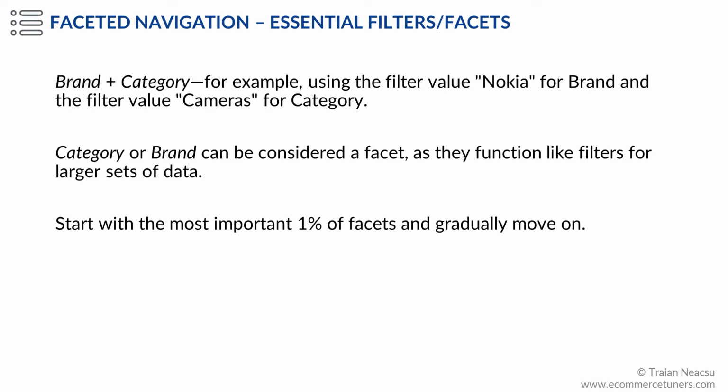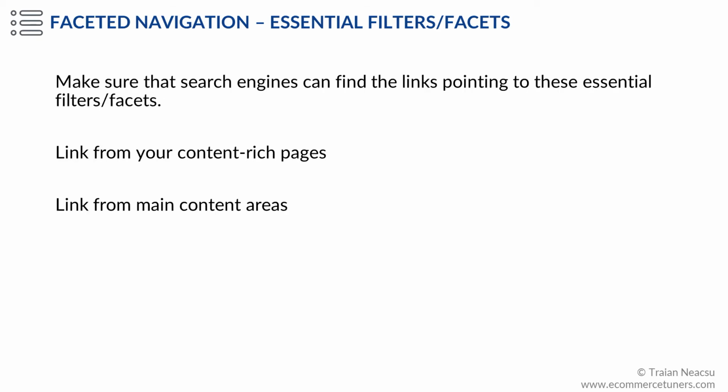All essential facet pages should have unique titles and descriptions. Ideally, the titles should be custom, while the descriptions can be boilerplate. Make sure that search engines can find the links pointing to essential filters and facets. As a matter of fact, essential filters should be linked from your content-rich pages, such as blog posts and user guides. For maximum link juice flow, link from the main content area of such pages.